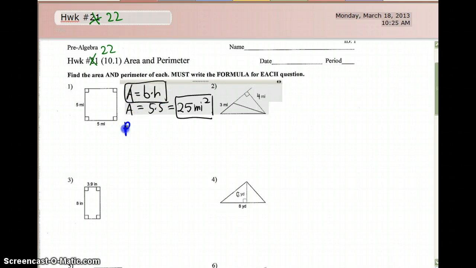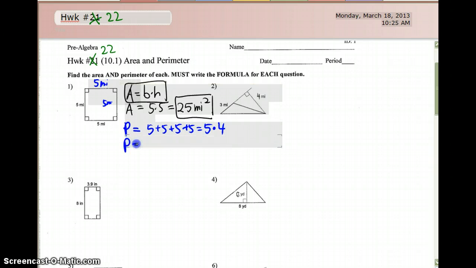Now for the perimeter of the square, it's all of it around. So I have everything around, which would be 5 plus 5 plus 5 plus 5. Or you could simply do a quick multiplication of 5 times 4, giving me a perimeter of 20 miles. And I don't need to square that because it's not asking for an area.